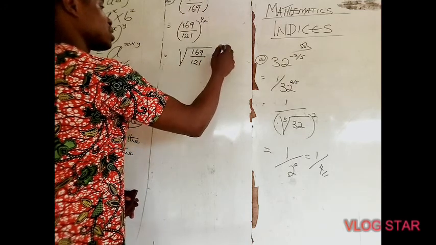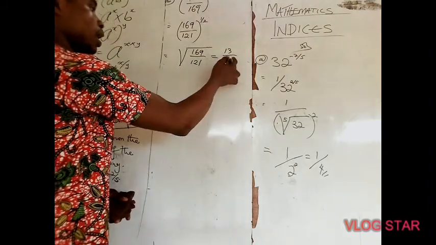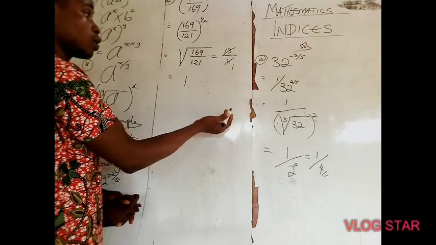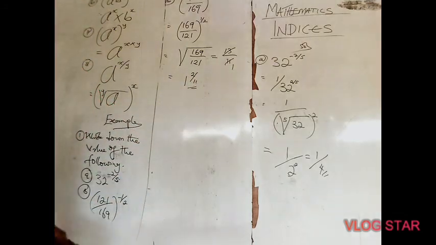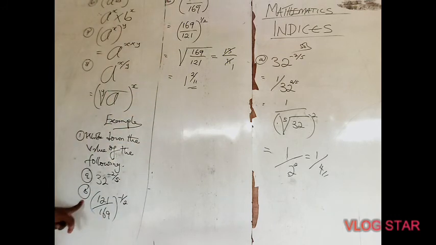The square root of 169 is 13. The square root of 121 here is 11. So 11 cancels itself, and 13 divided by 11 will be equal to 1 remainder 2 all over 11. So this is the answer to the question 2, example 2 here, which we have here.